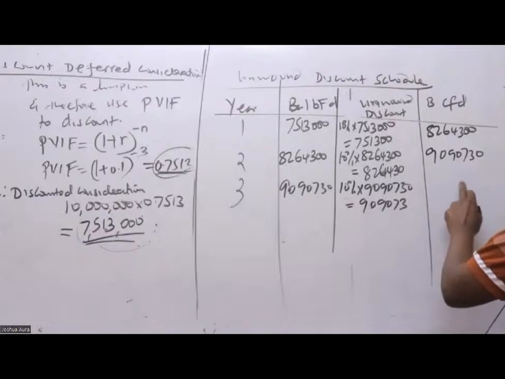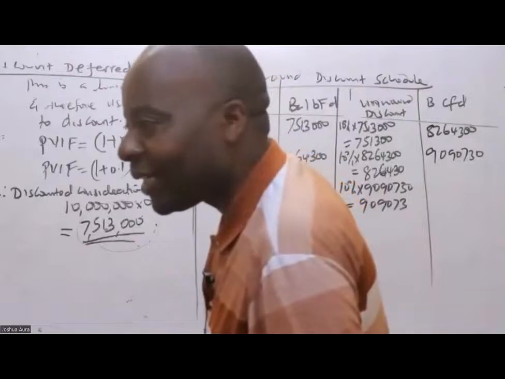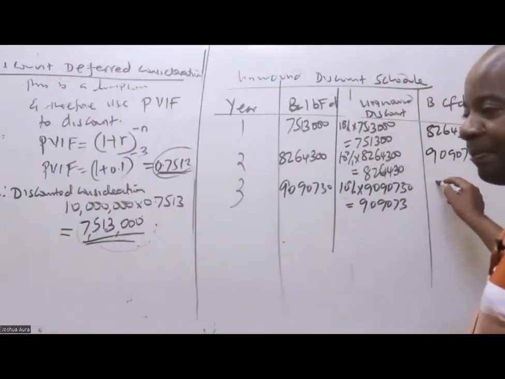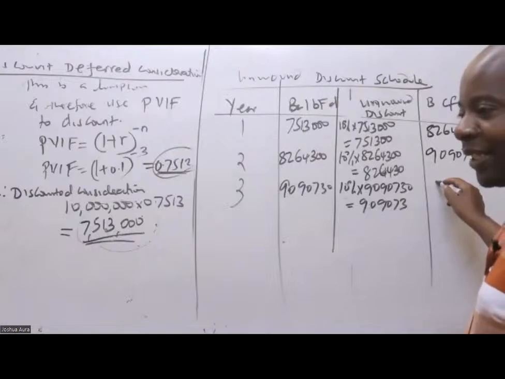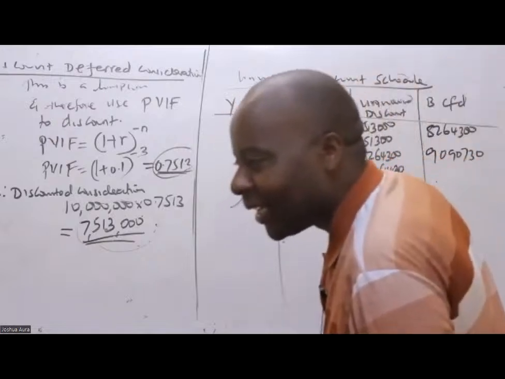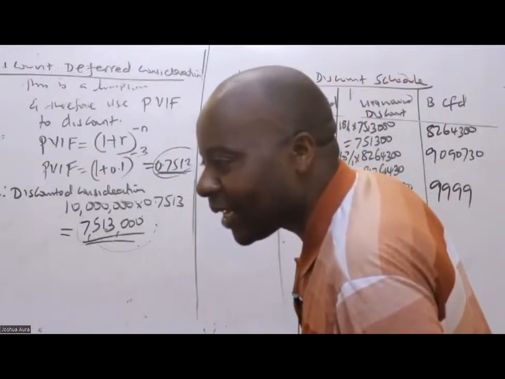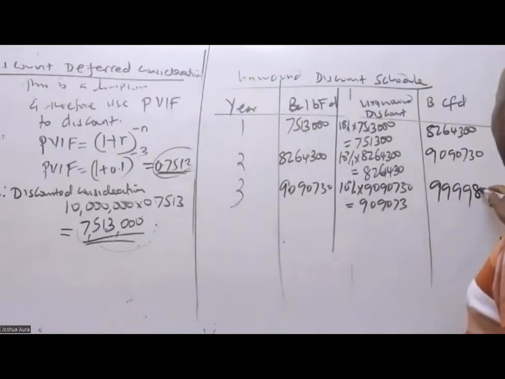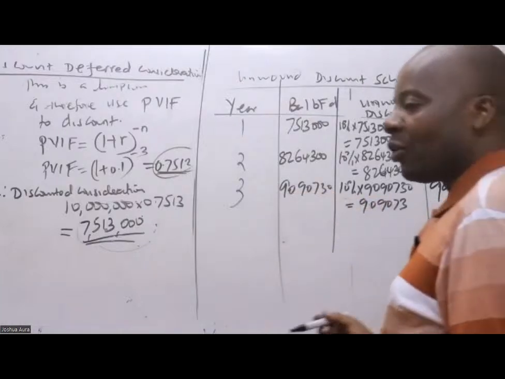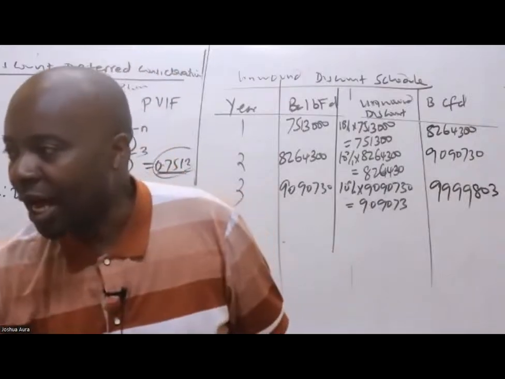Give me a figure here and tell me whether it has to be 99 something, almost 10 million. 9,999,803. Where do you think in this case these few points I've gone to? It's because of what, the rounding off error. But I believe with this kind of representation, now you guys have been able to pick something, however small.